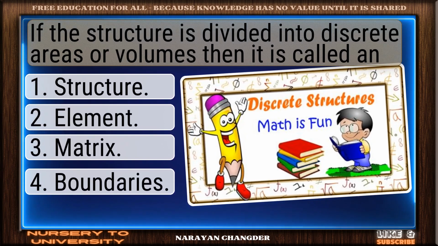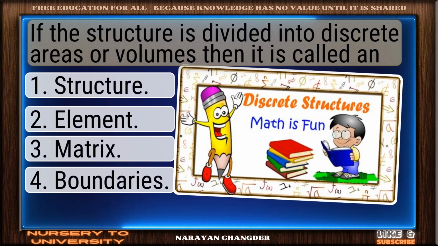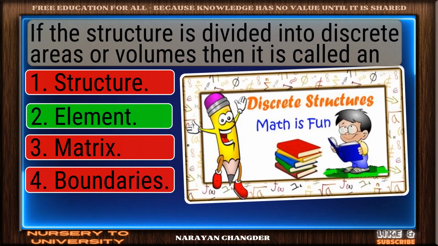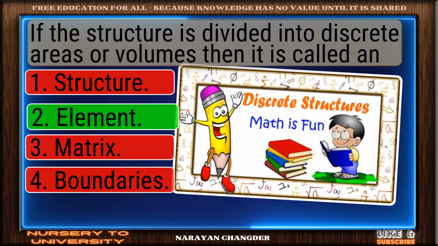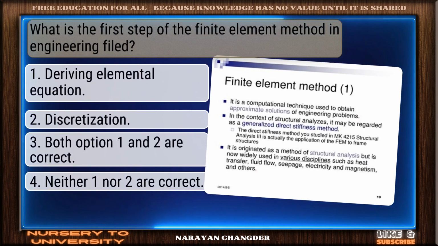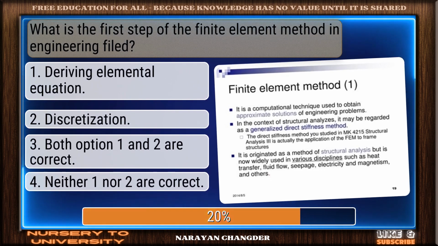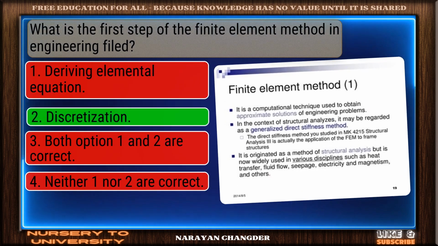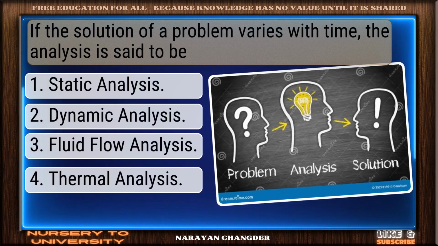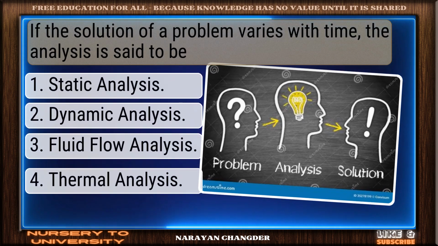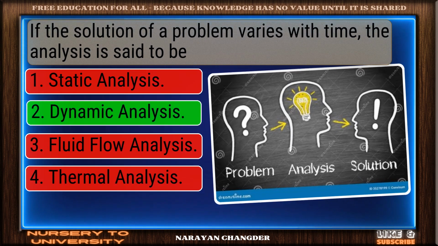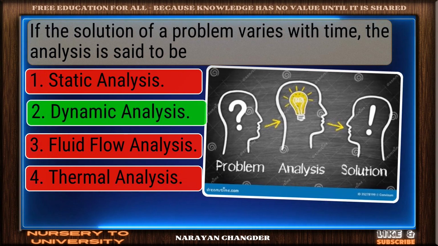If the structure is divided into discrete areas or volumes, then it is called an element. Nice selection. Element is the correct and valid answer. What is the first step of the finite element method in the engineering field? Exactly. Discretization makes sense and it is the right choice. If the solution of a problem varies with time, the analysis is said to be dynamic. Nice work. You chose dynamic analysis, and it is correct.